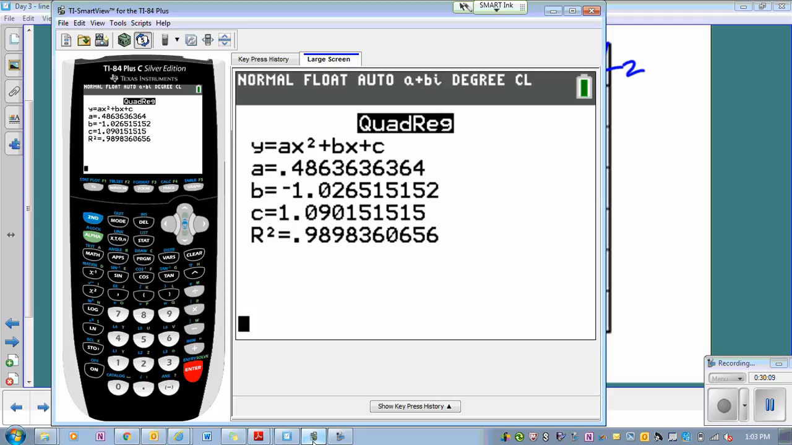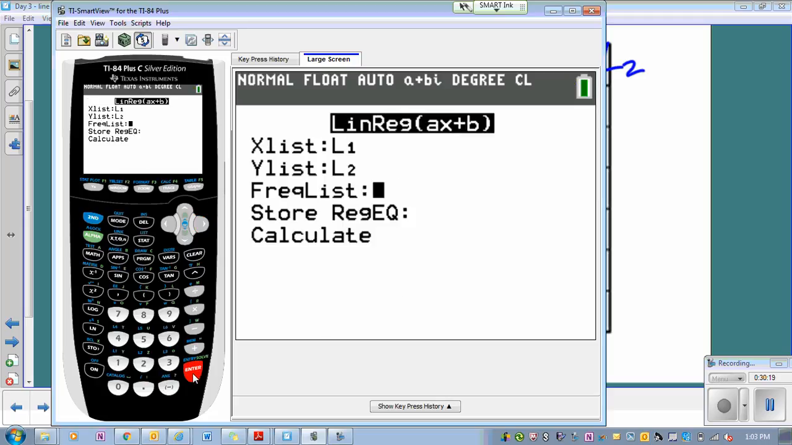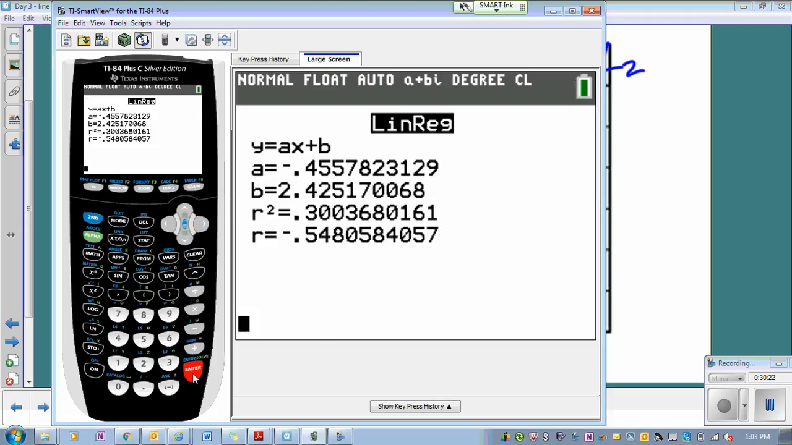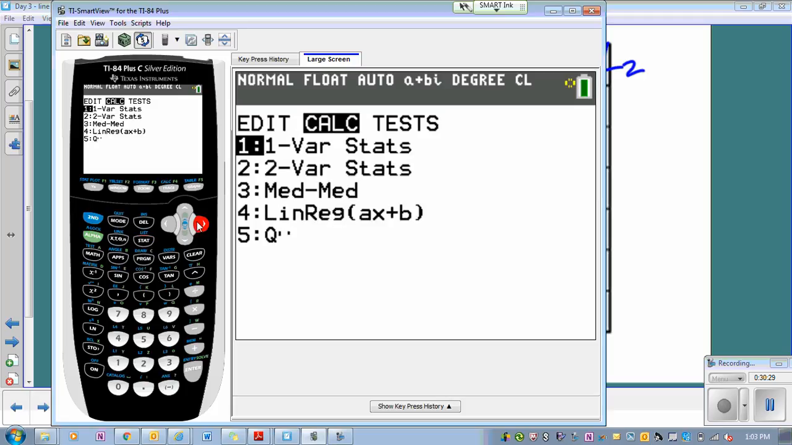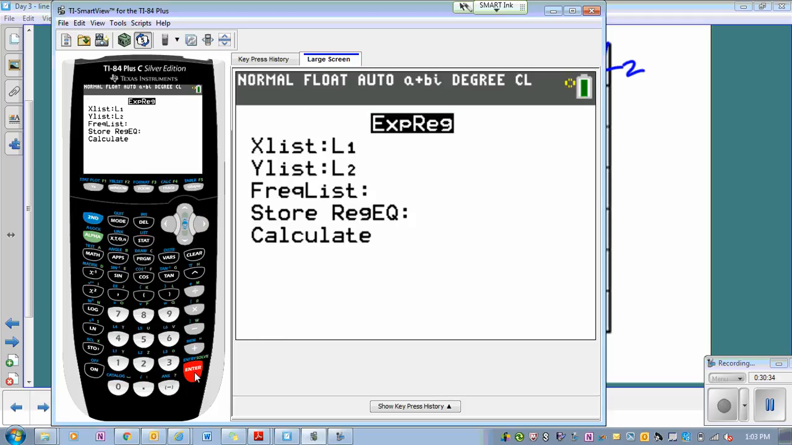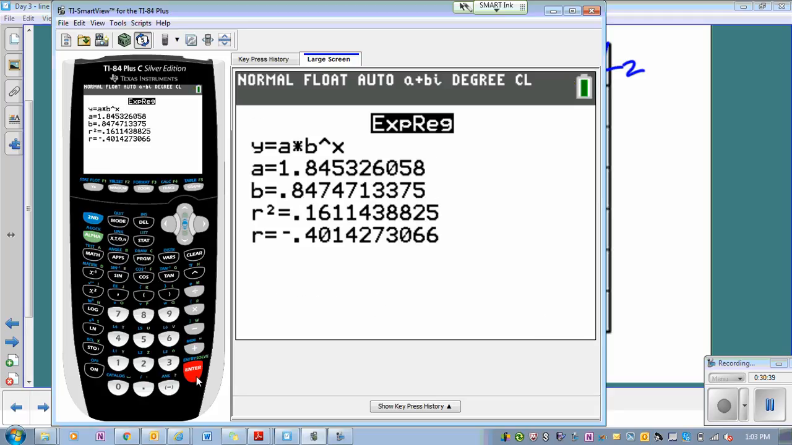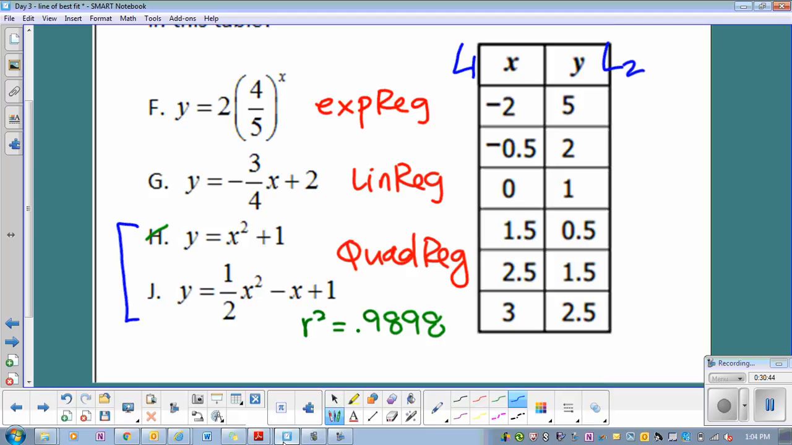And 0.48, that's so close to 0.5. That's why I'm okay with the 1/2 x squared. But let's try it anyway. Linreg. Negative 0.548 for linreg. That's no good, right? What's the other one? Exponential. Negative 0.40. That's no good, right? So your answer has to be J.